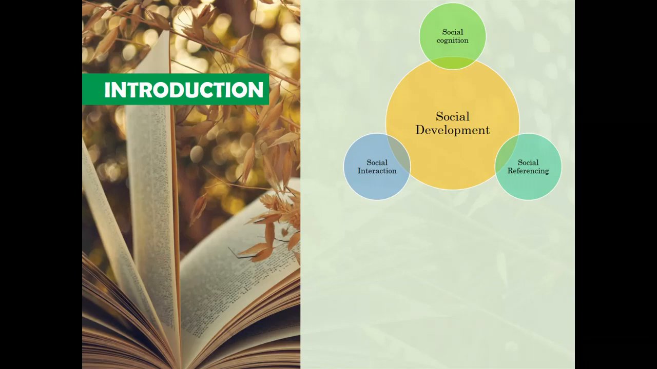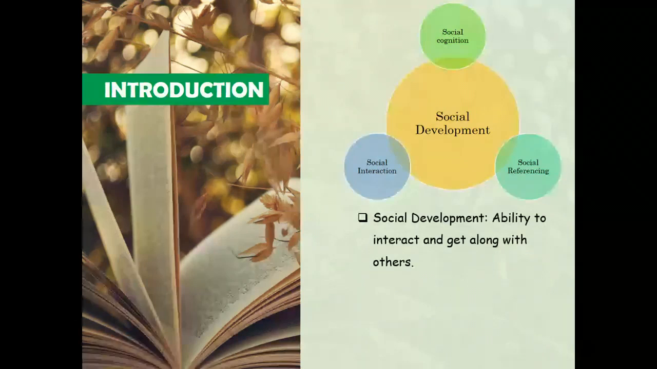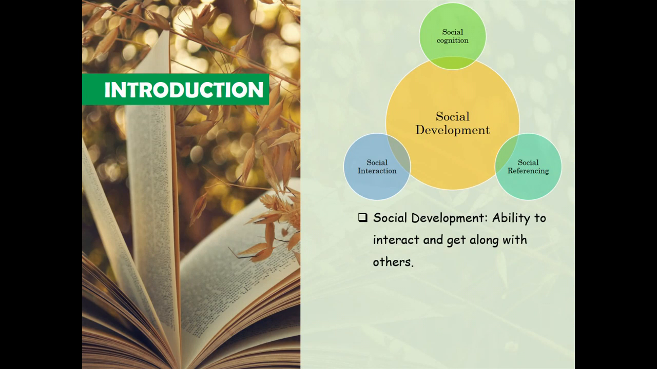When we talk about social, we usually refer to people and how we interact with other people. And social development is the development of the skills and abilities that we can use to interact and get along with other people. And in order to do that, we must have social cognition. Social cognition refers to the ability to use cues in order to make an interaction with other people.